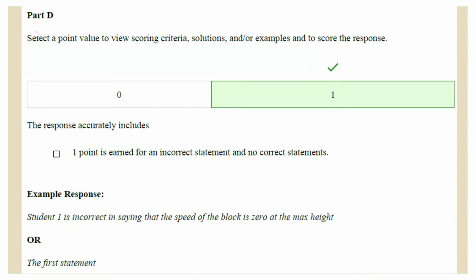Notice here the scoring guide just says 1 point for incorrect statements and no correct statements. You could have either said student 1 is incorrect in saying the speed of the block is 0 at the max height, or by just saying the first statement. Take a second to pause this video here and make sure you understand all aspects of that scoring guide. And when you hit play, we'll move on to the next part.